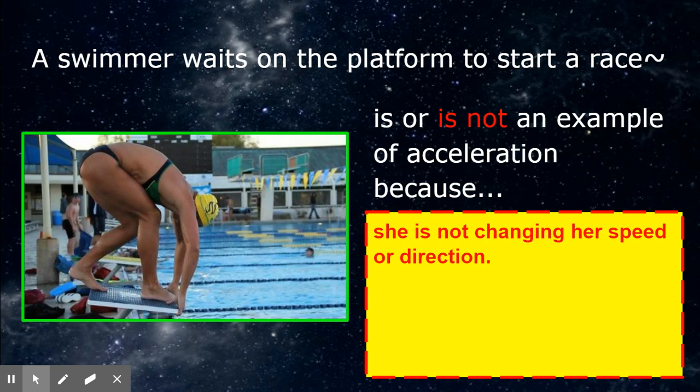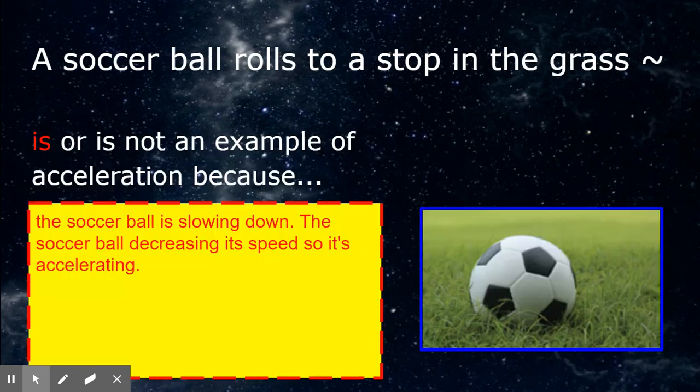A swimmer waits on the platform to start a race. This is not an example of acceleration because she's not changing her speed or direction. She's at rest. The forces are balanced. A soccer ball rolls to a stop in the grass. This is an example of acceleration because the soccer ball is slowing down. The soccer ball decreases its speed, so it's accelerating.